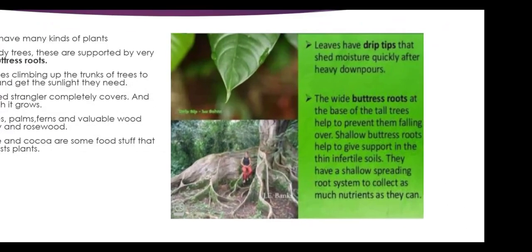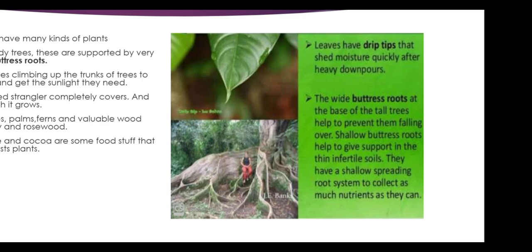I'll try to zoom this picture for you. You can see in the picture that the roots are so strange. They are very huge, very strong, and it seems as if they are very old. So these roots are called buttress roots. The wide buttress roots at the base of the tall trees help to prevent them from falling over.